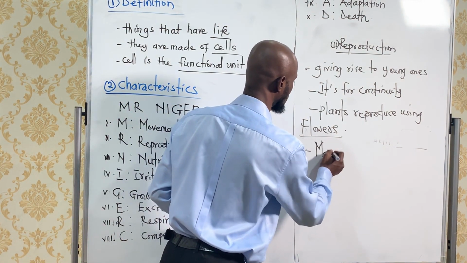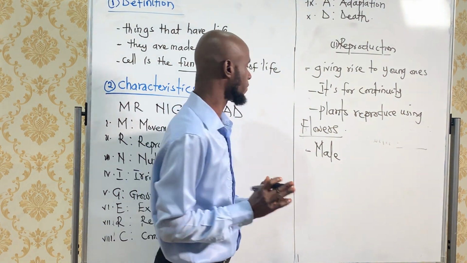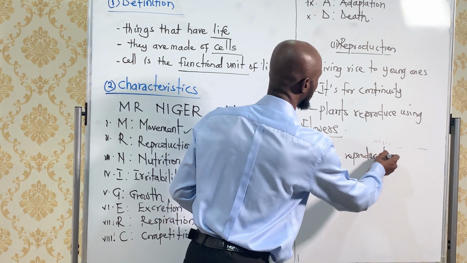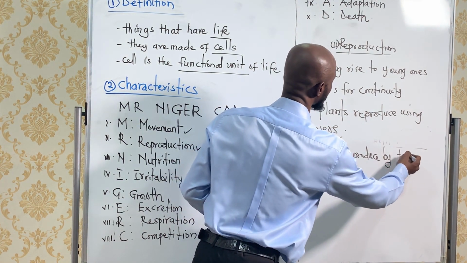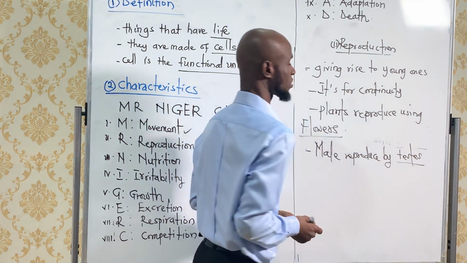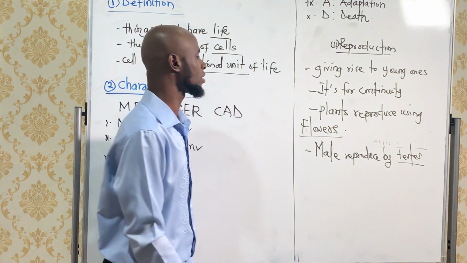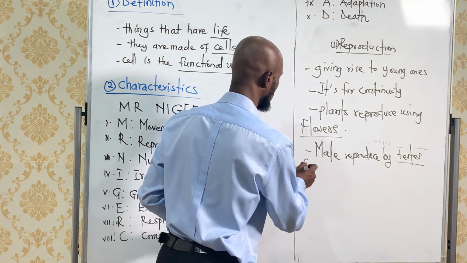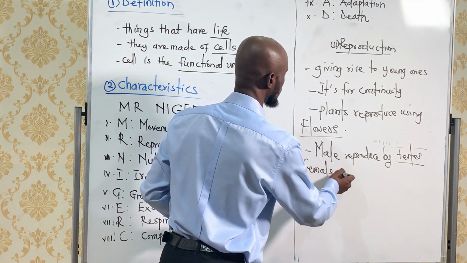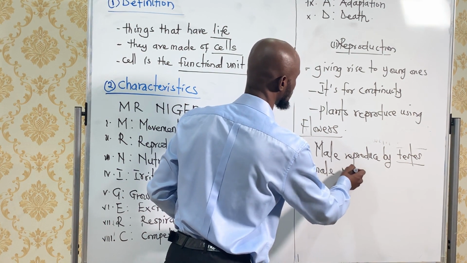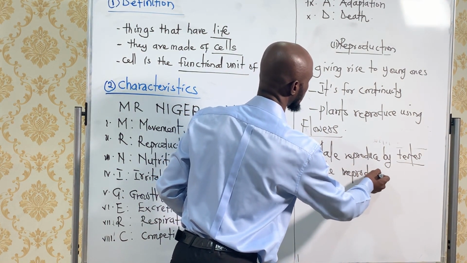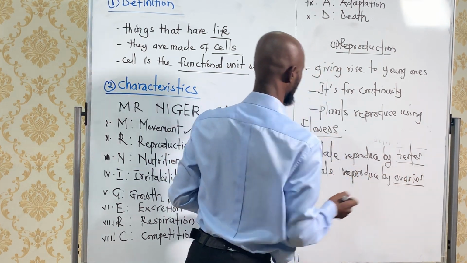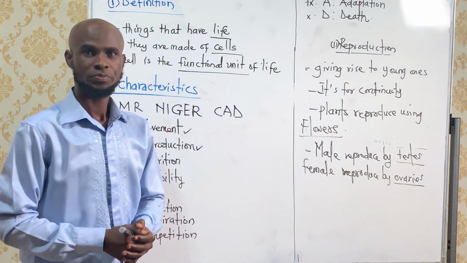Male reproduce, that's animals now, animals. Male reproduce by testes. Those are the two balls you have. While the woman, the female, reproduces by ovaries. By ovaries. So that is good.